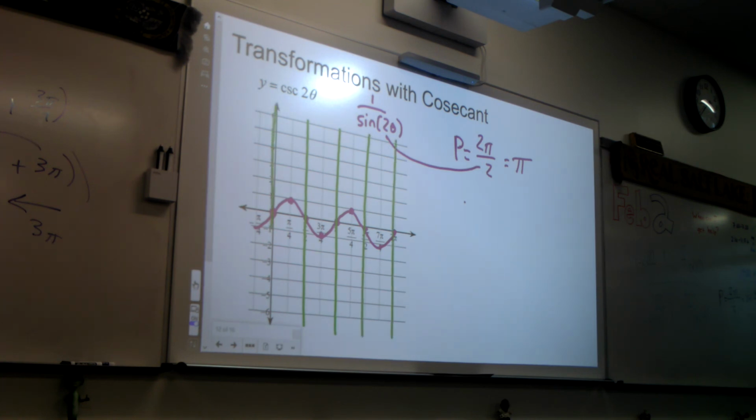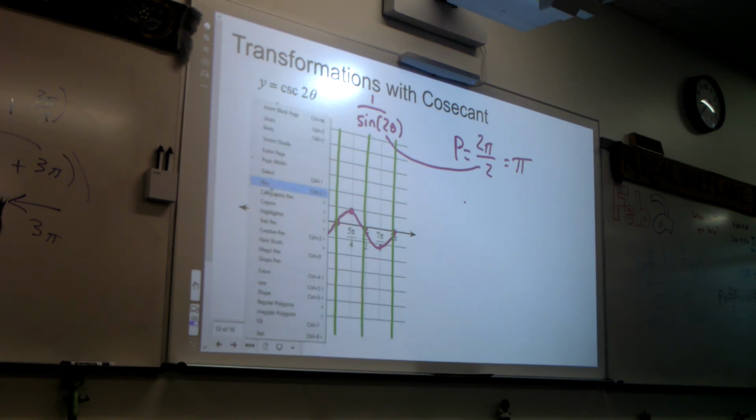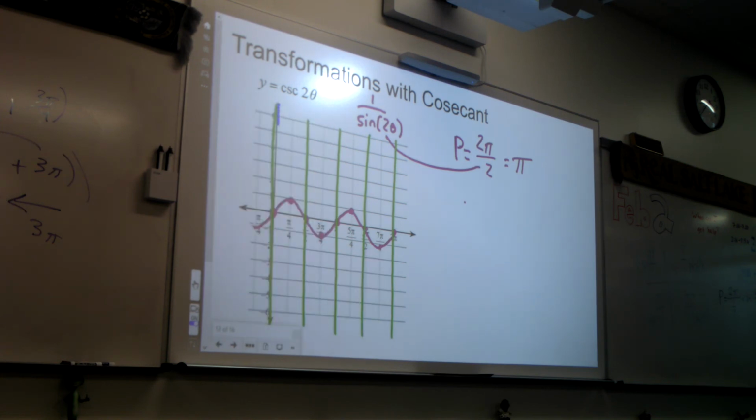Okay, what are we going to put at the maximum points? U's. And at the minimum points? Flipped U's.